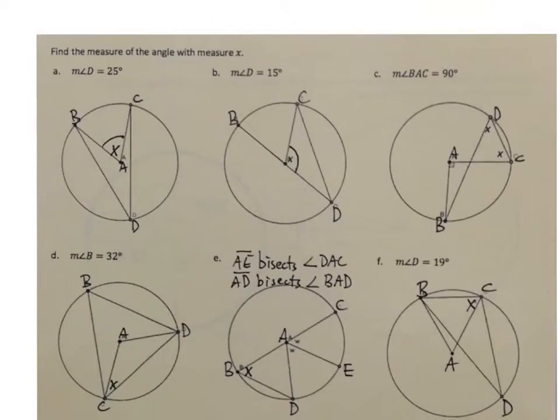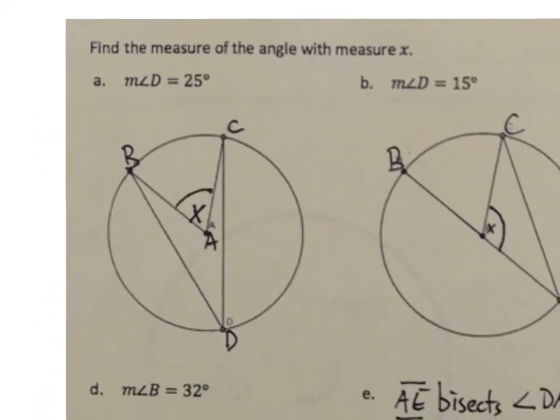All right, let's review some facts about circles. It says that angle D is worth 25 degrees. If that inscribed angle is 25 degrees, the arc would be worth twice as much, 50 degrees. But the central angle would be equal to the measure of the arc. That's the way angles work.